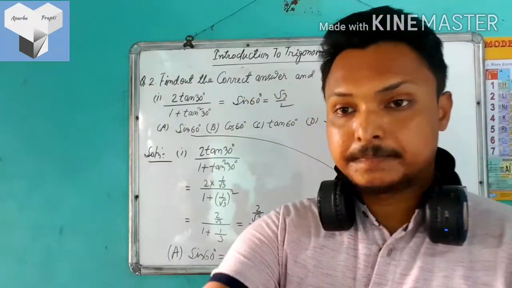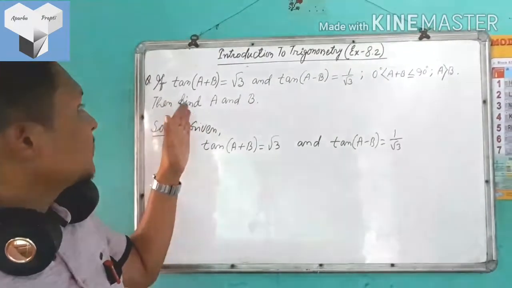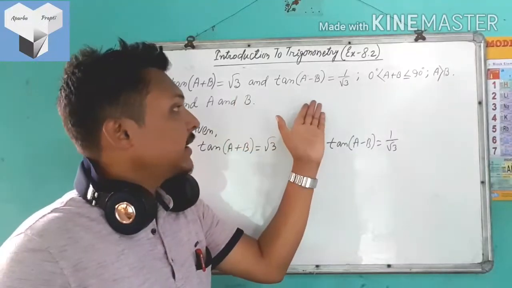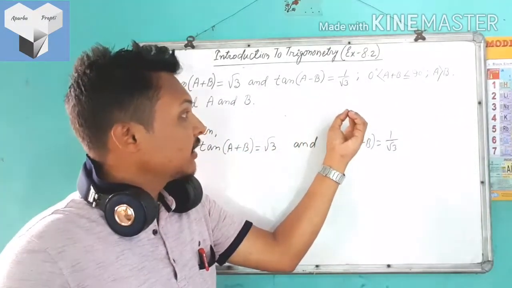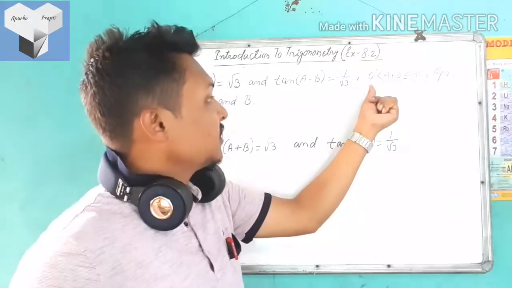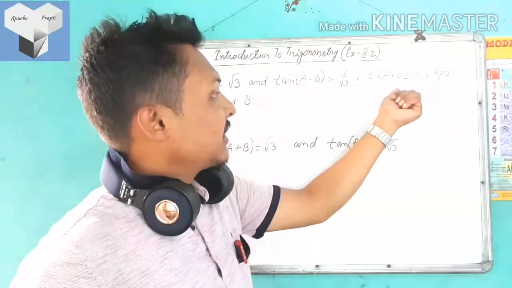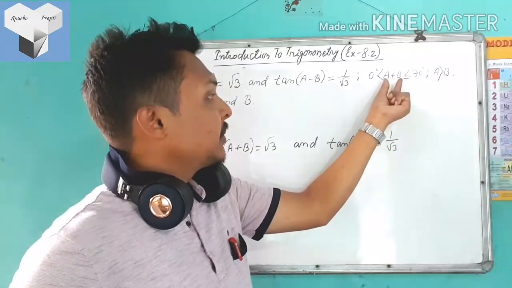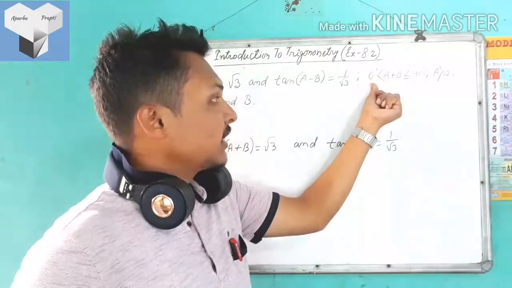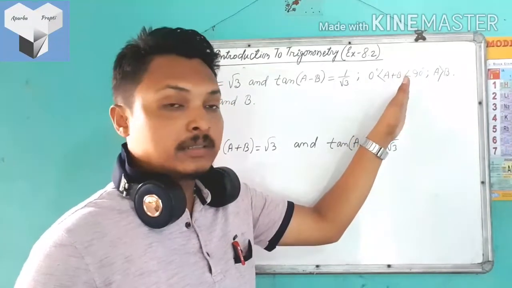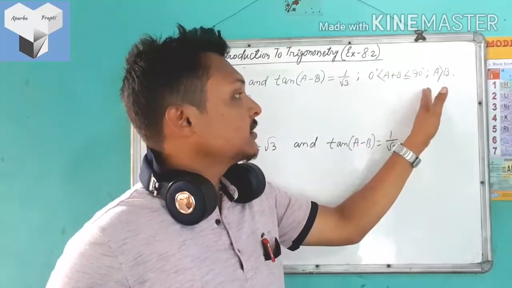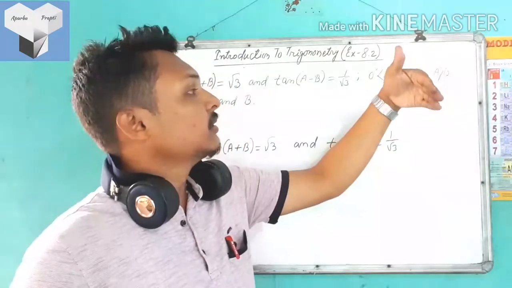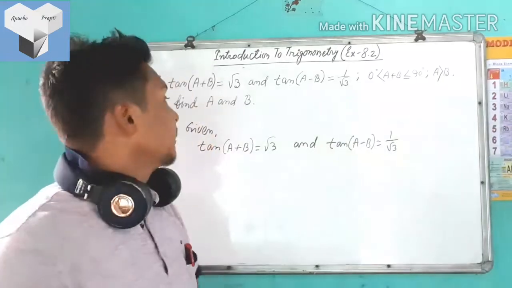Yes, so here the question number 3 says, if tan a plus b is equal to root over 3 and tan a minus b is equal to 1 by root over 3, along with the condition that 0 degree less than a plus b less than or equal 90 degree. That means the value of a plus b is greater than 0 degree and it is less than or equal 90 degree. Along with that, the another condition is a is greater than b. That means the angle a measures greater than b. Okay.